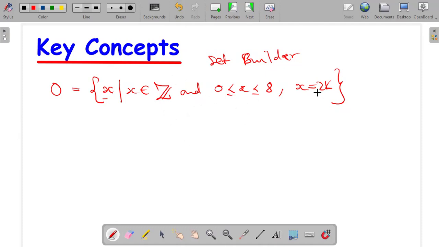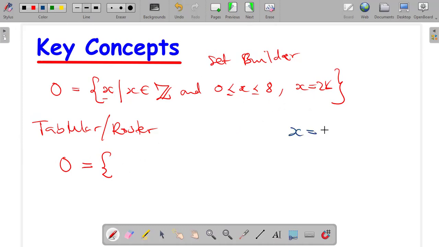Then another way in which we describe sets is the common way which we know, by listing out. This is called tabular or roster form, where you just list out the elements that are in that set. So for example, this set here, what will be the elements that are in this set? Remember, x has been given, x is equal to 2k. And x is an integer. We've been told that x is an integer. So what are the elements in this set?